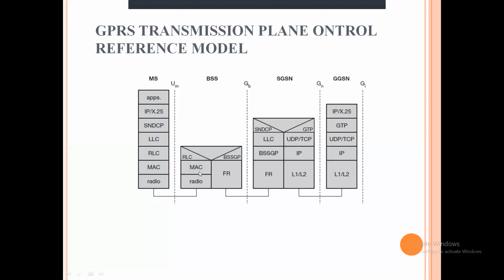This is the MAC sublayer, a data link layer, RLC, and this is the BSSGP, that is Base Station Subsystem GPRS Protocol, and this is called frame relay. All you need to know about frame relay. What is a frame relay? A frame relay is like a packet switched communication service. Here FR means frame relay.